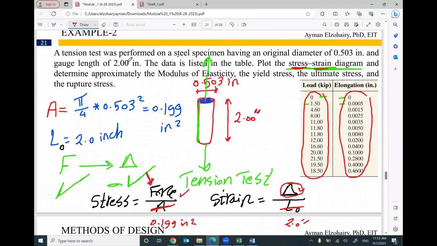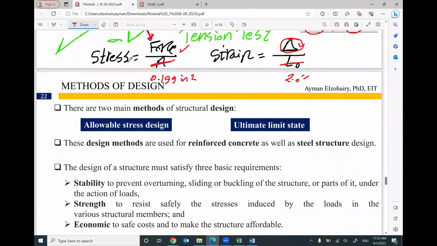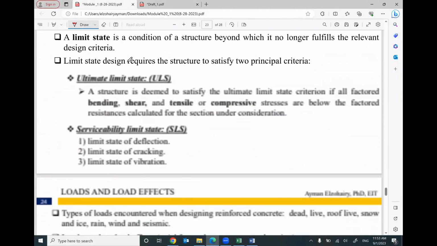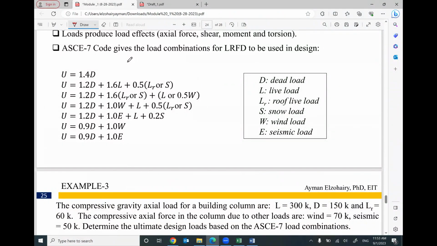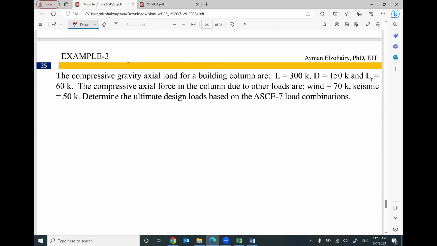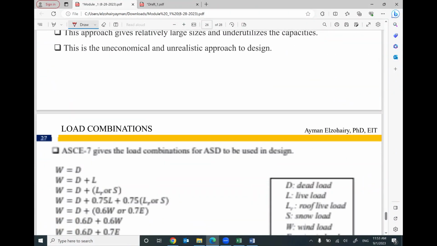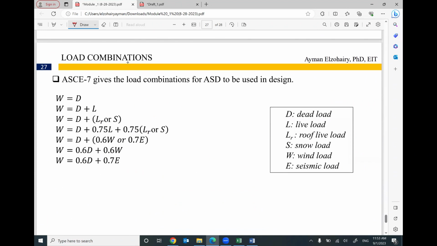No, sir. The last example I would like to cover today is a piece of cake. If we would like to make combinations, we have combinations for the first method of design, which is ultimate limit state. You don't need to remember all of these. All of these are already included in the standard.